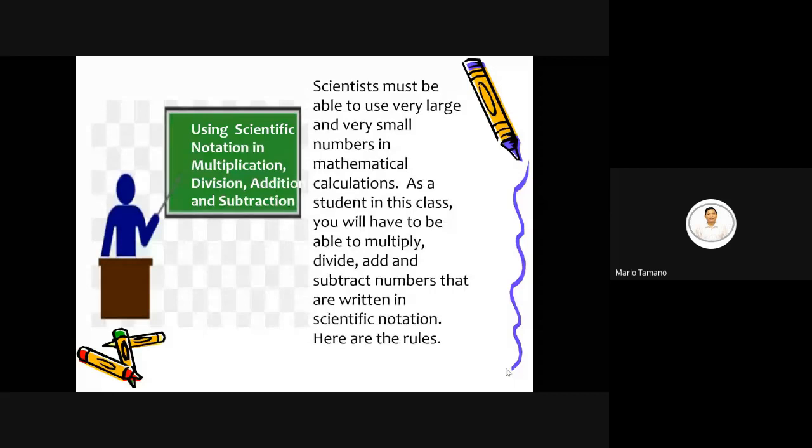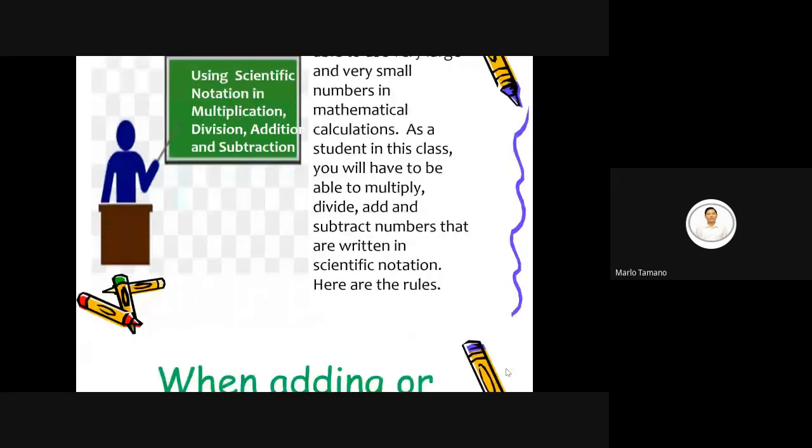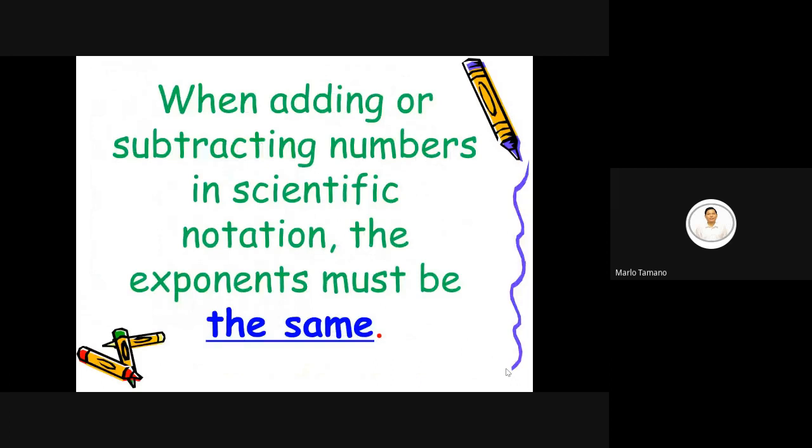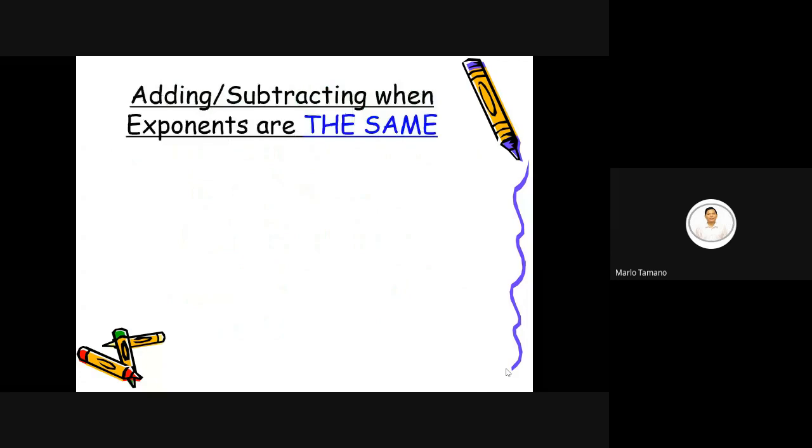Now, using scientific notation in multiplication, division, addition, and subtraction, scientists must be able to use very large and very small numbers in mathematical calculation. As a student in this class, you will have to be able to multiply, divide, add, and subtract numbers that are written in scientific notation. Here are the rules. When adding or subtracting numbers in scientific notation, the exponents must be the same.